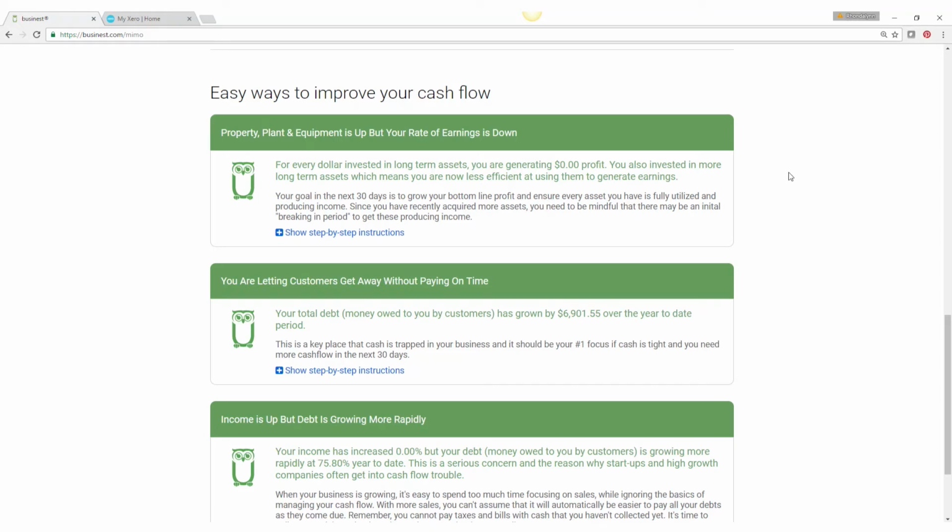The system is looking for all of these things, and what it's trying to identify for you is the 2 or 3 things that if you just focused on these things this month would likely have the biggest impact on your profit and your cash flow.